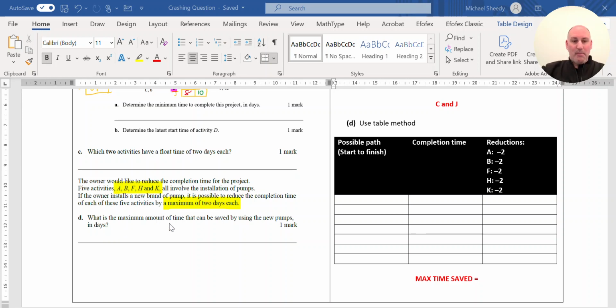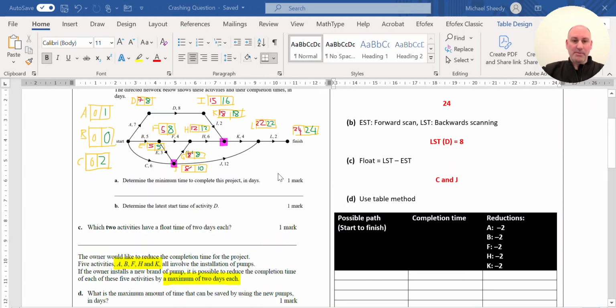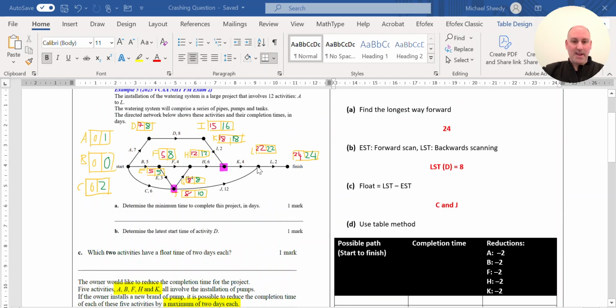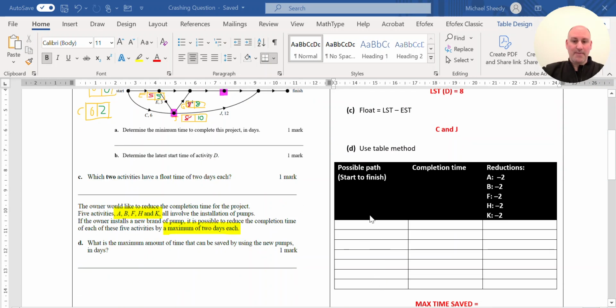So the best method or most efficient way we can work this out is to use something called the table method, which you can see over here on the right hand side. So the table method consists of 3 columns, and in the first column we need to identify every possible path going from the start to the finish, and we need to write them all down. So there are quite a few paths that go from the start to the finish in this network, so we're going to need to figure them out and write them down here in the empty boxes.